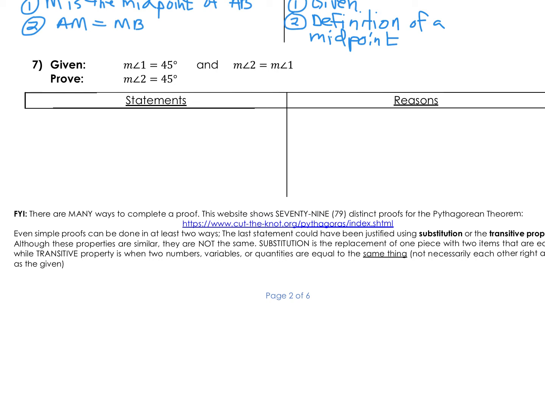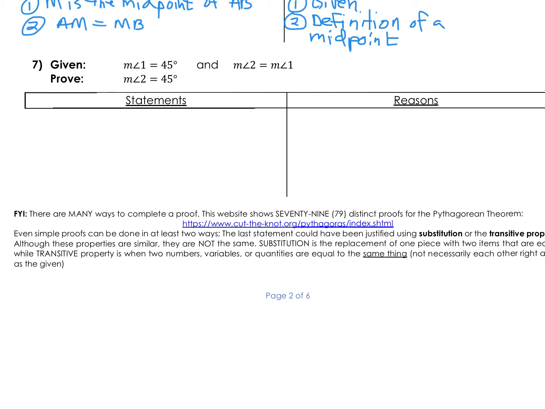All right, question 7. Now I want you to look at that. We've given, and I'm going to have you pause the video here in a minute, but let's just talk about what you've been given. So you've been given the measure of angle 1 is equal to 45 degrees, and the measure of angle 2 is equal to the measure of angle 1. So you have two different things in your given. How are we going to go from here to here?